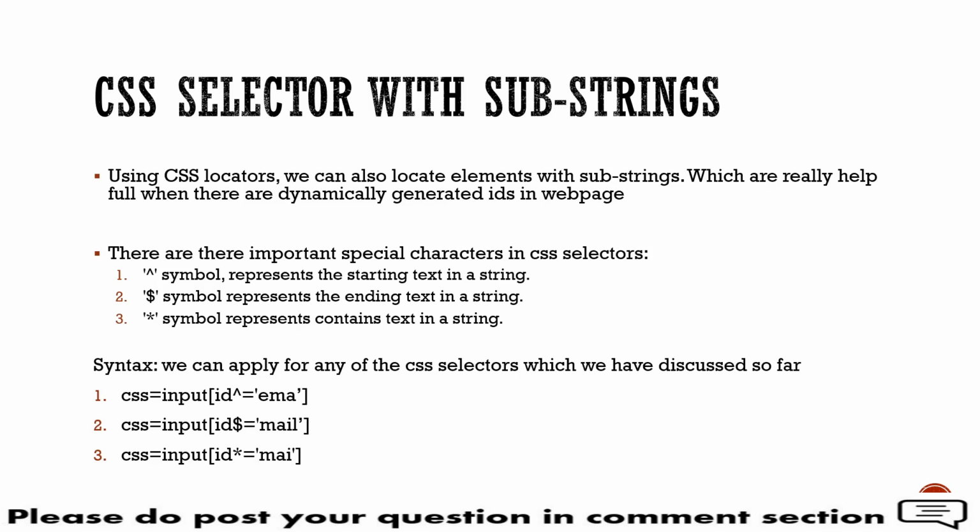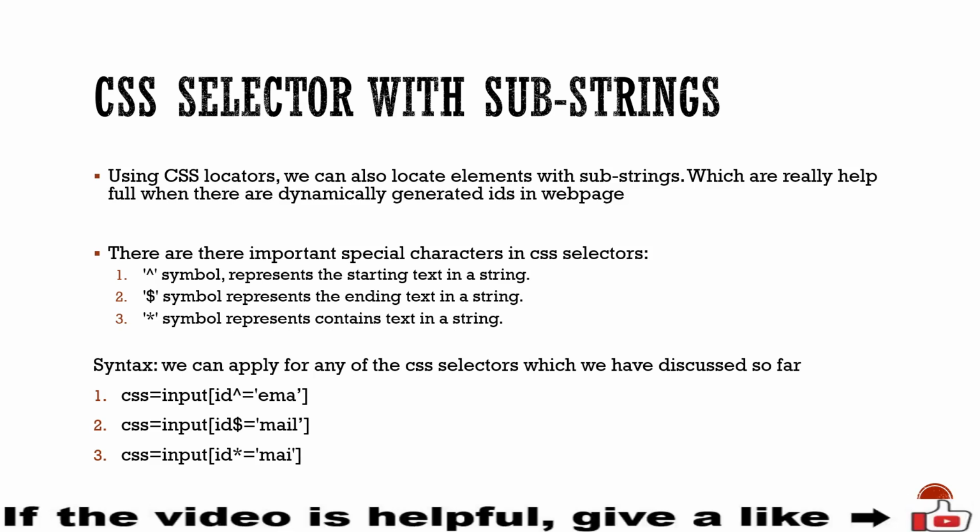Then this type of difficulty can be overcome by using this approach, where you will have separate symbols, or we can say special characters. By using them you can filter out the most accurate elements. One such is the cap, which is the starting of the string, and we have a dollar, which is saying the ending of the string, and we have a star symbol, which can be anything between any of the attribute value. So you can see the syntax in the bottom.